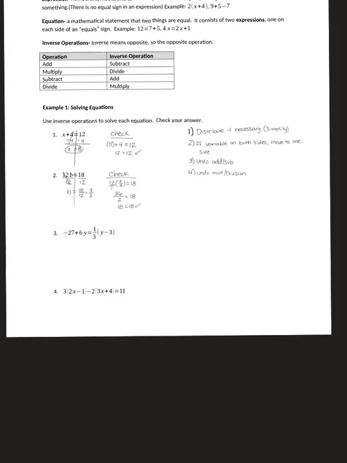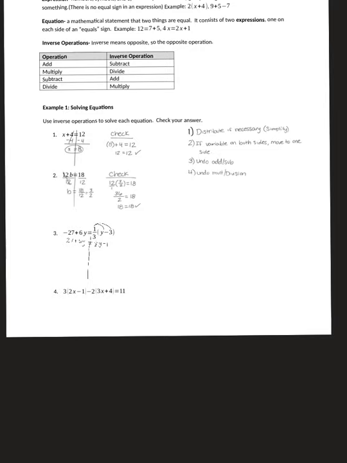Now number 3, we do have some distribution that can happen. So I can distribute this 1/3 into both of those. There's actually a couple different ways that you can do this. I'm going to show you one way right now, and then I'll show you another way here in a second. So I'm left with negative 27 plus 6y, I'm going to draw my railroad tracks, is equal to 1/3 y minus, now 1/3 times 3 is just 1.